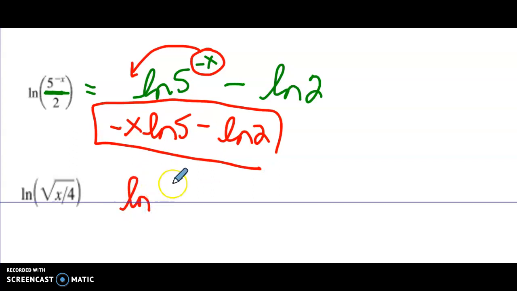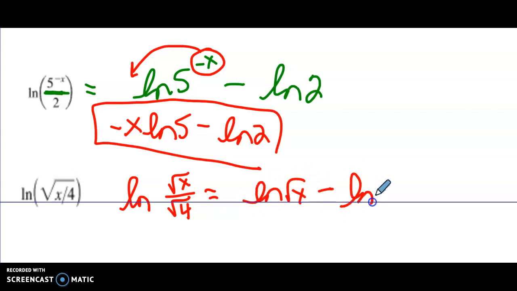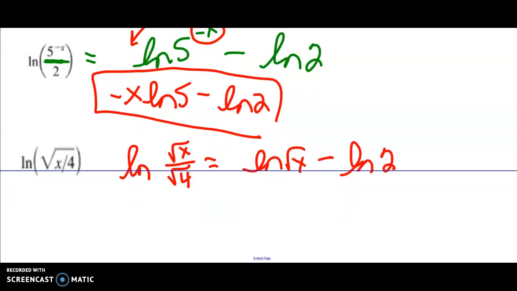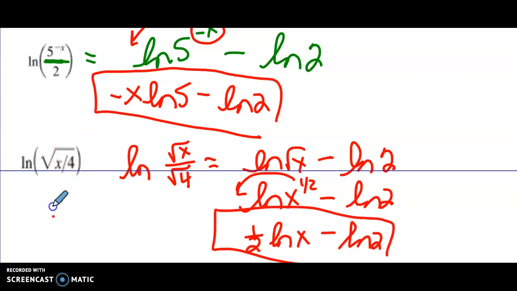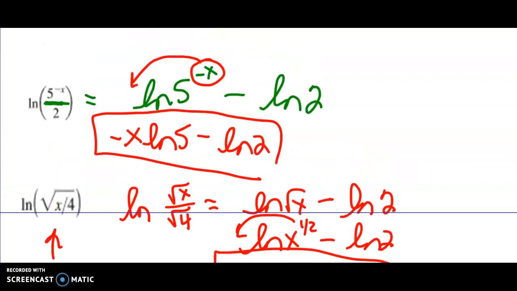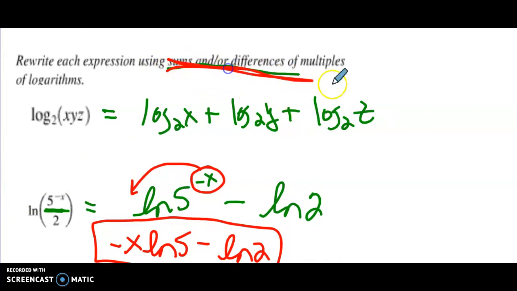Here I have the natural log of the square root of x over the square root of 4. Okay, it's the square root of x over 4, so I'm just writing it that way. So that's the natural log of the square root of x minus the natural log of the square root of 4. Well, the square root of 4 is 2. I'm just going to write it like that. Now, square root of x, guys, we have to write as x to the 1/2 so that I remember to bring that exponent in front. 1/2 natural log of x minus natural log of 2 will be the simplified way of writing this, or the way to write it as they ask, as the sum or difference of multiples of logarithms.